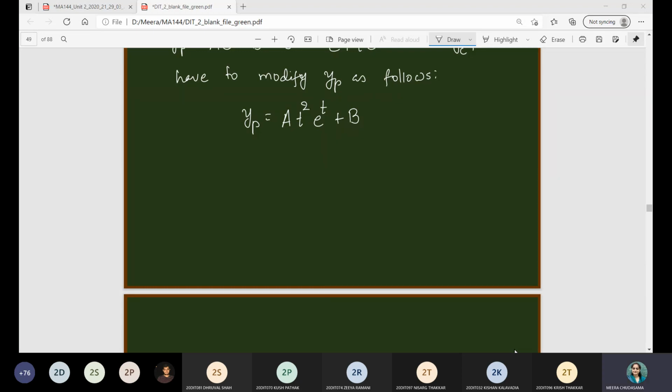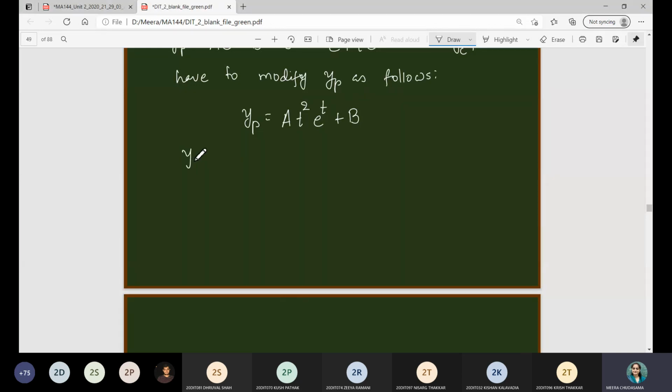Are you sure you are getting minus e raised to 2t? No, ma'am, e raised to 2t. Yes, e is raised to 2t, just e raised to 2t. W1 will be minus t into e raised to t, and W2 just e raised to t. Right? Fine. So these three are correct values. You can proceed for the yp.